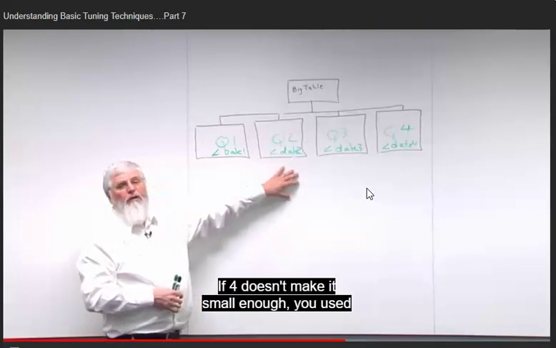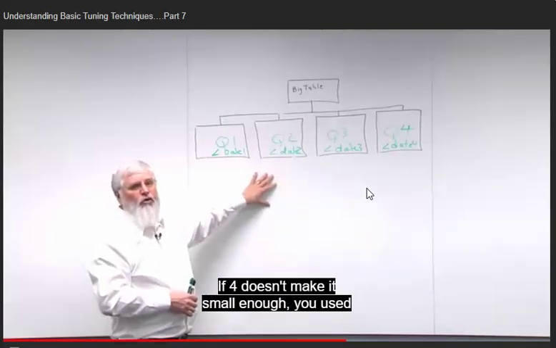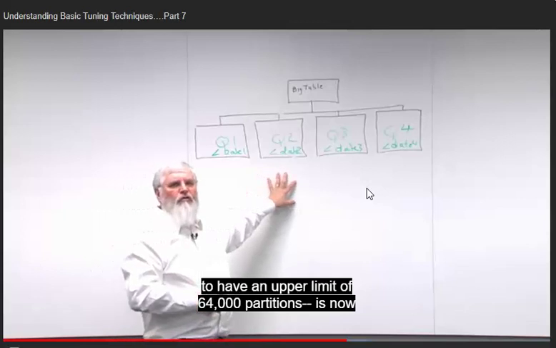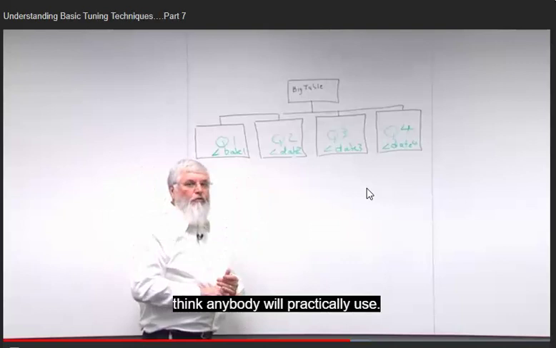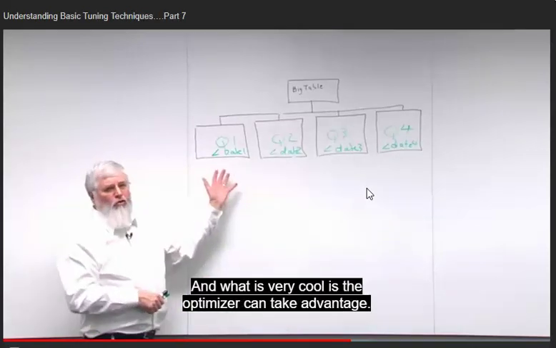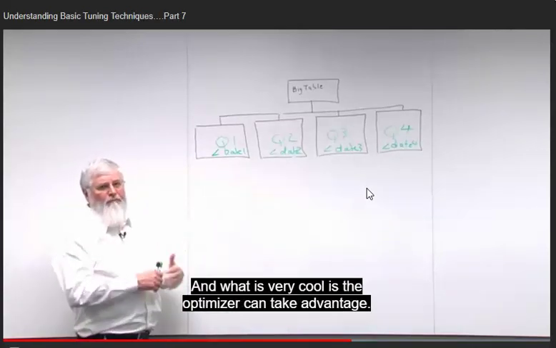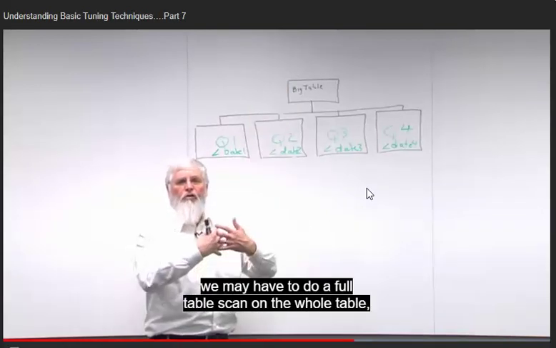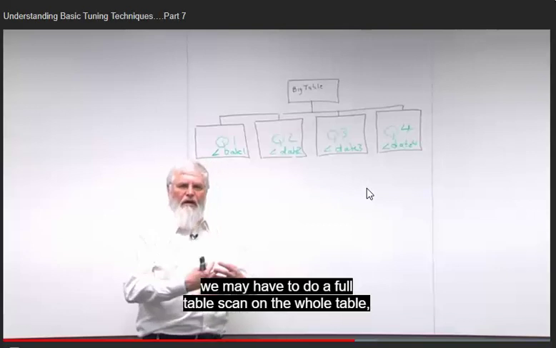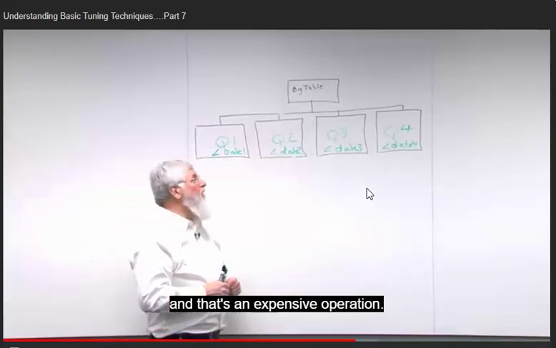And what is very cool is the optimizer can take advantage. If it's stored as one big table and we don't have an appropriate index, we may have to do a full table scan on the whole table. And that's an expensive operation. If we have a partitioned table and we happen to include the partitioning key as part of the predicate, then the optimizer can reduce the partitions.